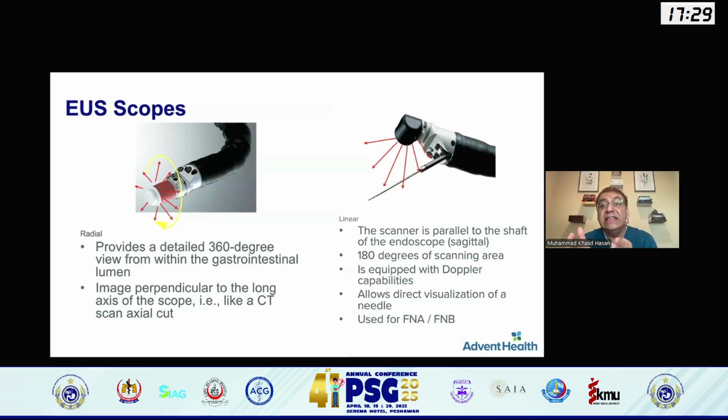On the other hand, with the linear, the needle comes right in front of the transducer, and those ultrasonic rays are covering the whole needle. That's why you're able to see the needle and do biopsy or therapeutics with a linear scope. It's equipped with Doppler capabilities to tell you about the vessels, and allows direct visualization of the needle, as I said, and for that purpose, we use it for therapeutics. Radial, not many people use anymore. It's really a lost art, but it still has a role. The majority of the work now could be done with the linear, even the diagnostics as well.